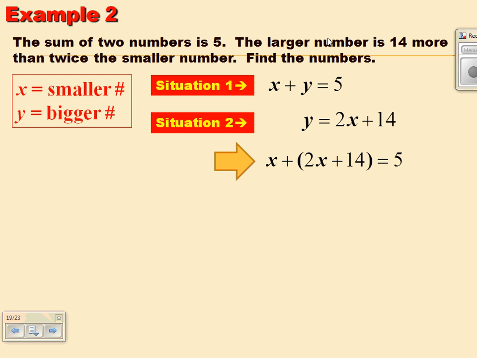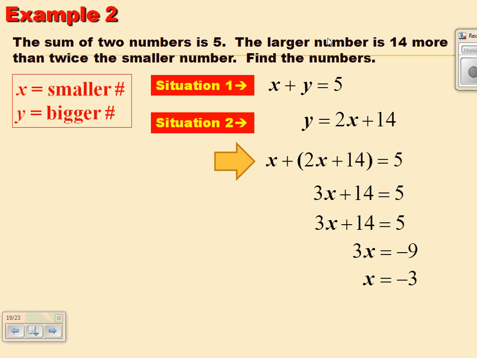I then get x plus 2x plus 14 equals 5. I then simplify that to this. Subtract 14 from both sides. I get 3x equals negative 9. x is equal to negative 3. That's not my final answer. I figured out what the small number is.